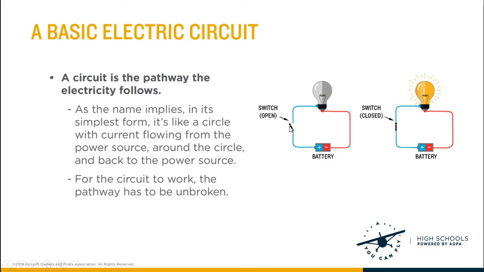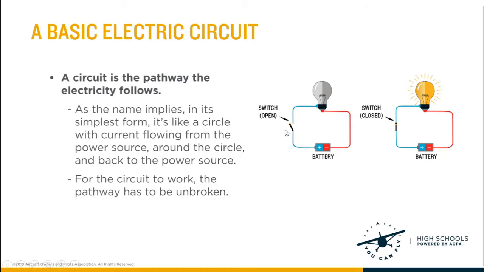Now, if you have a switch, which can be open or it can be closed, that can turn on a circuit or turn off a circuit. So, for instance, when you turn a light switch on in your room, that closes a circuit, so the electricity can flow to the light bulb.